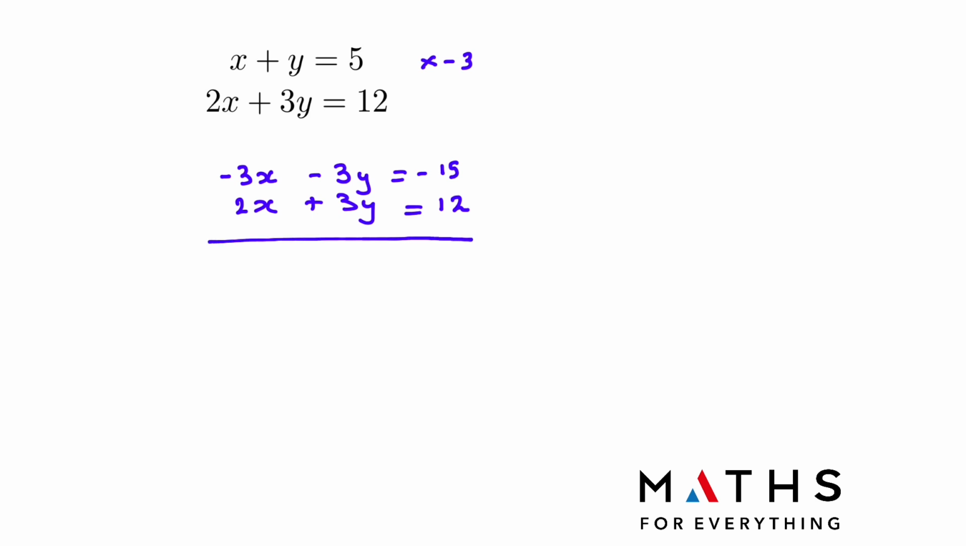-3x plus 2x will give us -1x. That y got cancelled. -15 plus 12 is -3. Whenever you have two negatives on each side, they cancel each other out. x is equal to 3 is the answer.